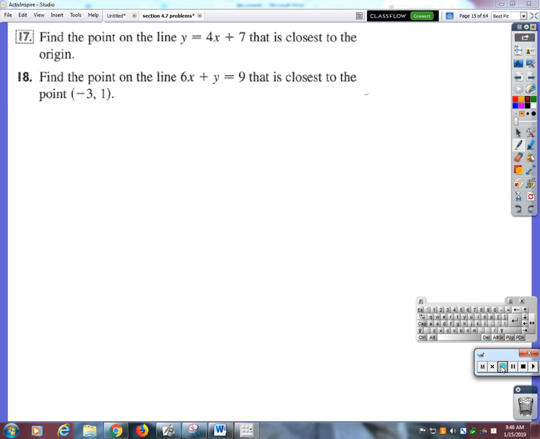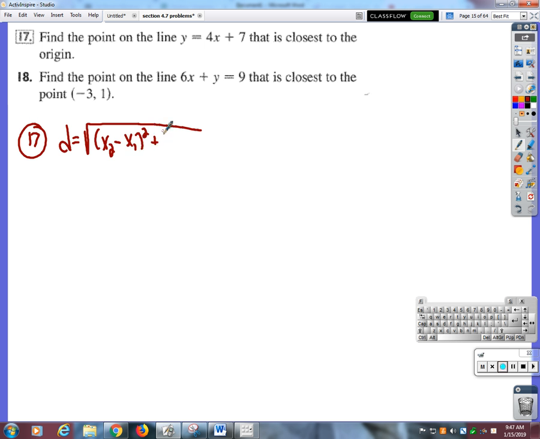All right, number 17. Find the point on the line y equals 4x plus 7 that's closest to the origin. So, yeah, we have the distance formula. And that is the square root of x2 minus x1 squared plus y2 minus y1 squared. This isn't going to be that bad, though. Because it's the origin, yeah. So that means that one of the points is 0, 0. So that's going to be like our x1 and our y1. And the other points are going to be, bless you, x and 4x plus 7.